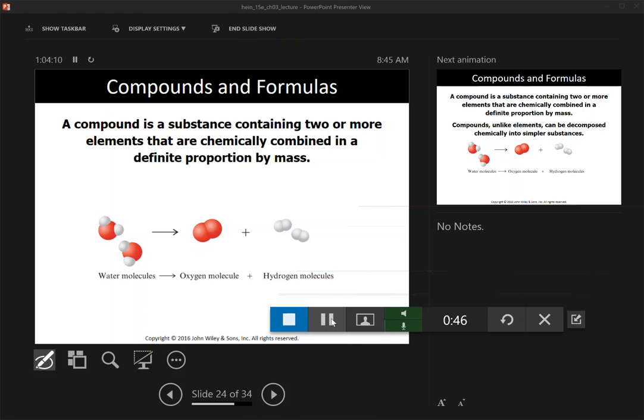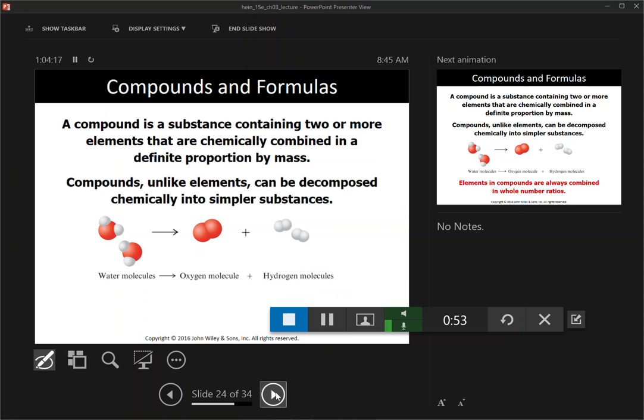What you see here are water molecules, and water molecules are composed of oxygen and hydrogen. Each water molecule is composed of one oxygen and two hydrogens. And in order to make two of them, for example, you're going to need one oxygen molecule and two hydrogen molecules. So compounds are composed of two or more elements.